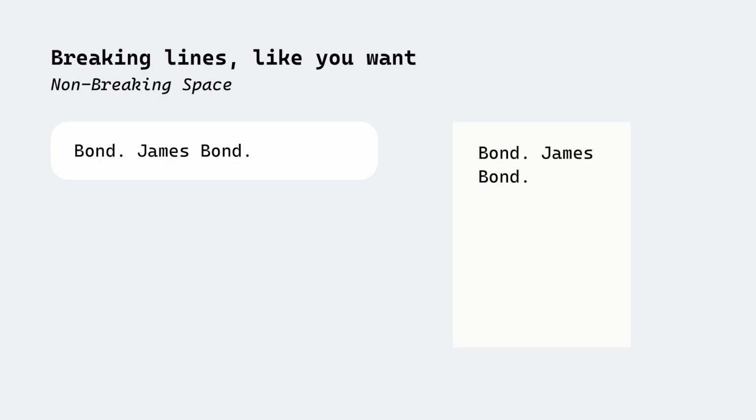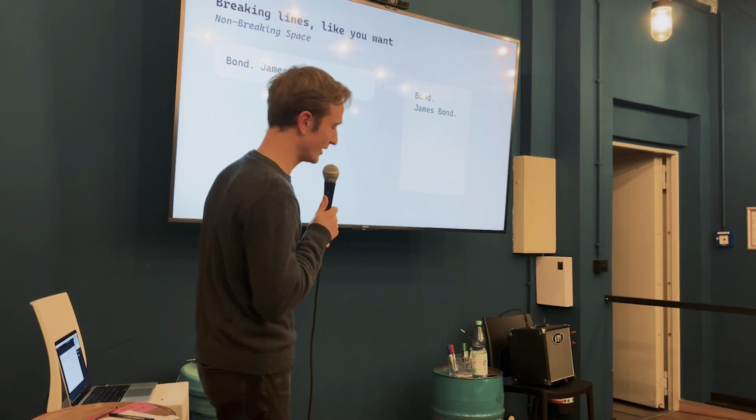Let's start with a simple one. I guess many of you will know this, maybe even from LaTeX already. If you want to have the name of your favorite action hero in one line and not separated like this, you can use the tilde character to force it to stay together with a non-breaking space.